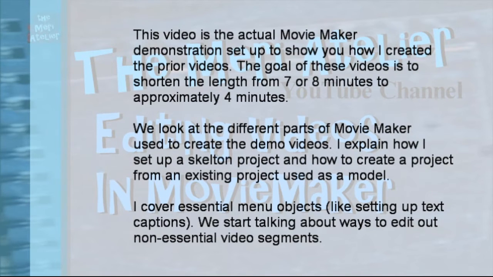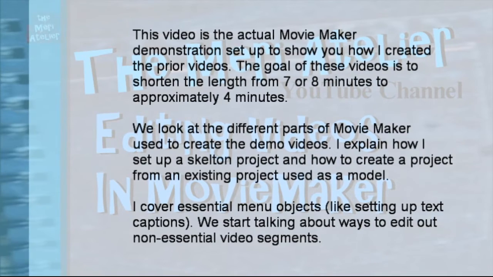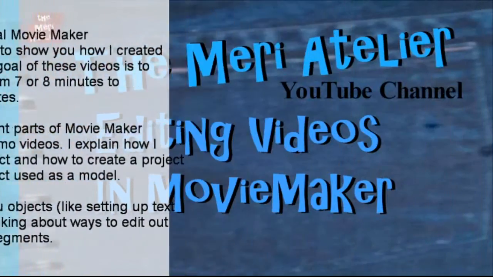I explain how I set up a skeleton project and how to create a project from an existing project used as a model. I cover the essential menu objects like setting up text captions. We start talking about ways to edit out non-essential video segments.